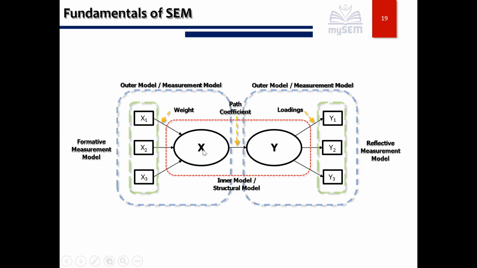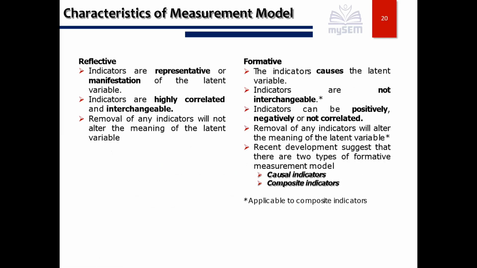In the structural model, we examine the relationship between two latent variables. So here are two latent variables. The value is called the path coefficient. So it is showing the path coefficient. And this red box is called the inner model or structural model. So I think in the complete model you see everything.